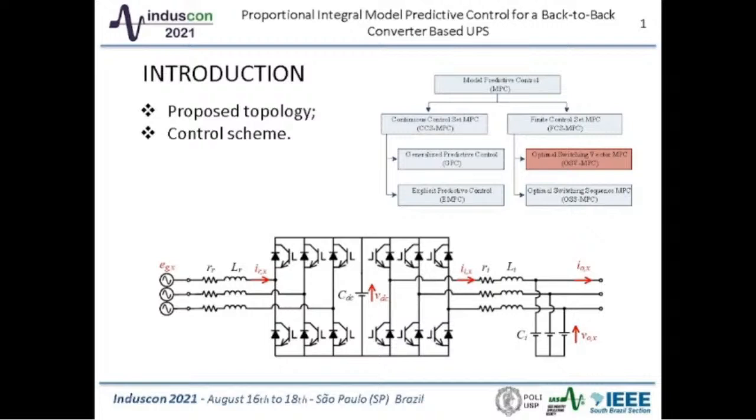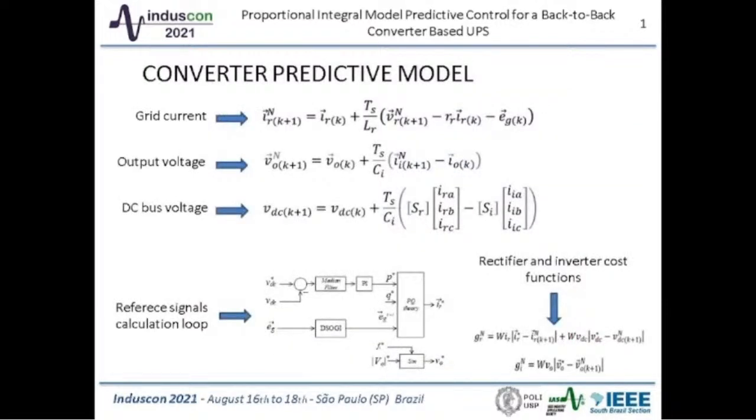This strategy uses a mathematical model of the system in order to predict the control variables' possible values for the next time step, considering the possible switching states of the converter. In our case, the controlled variables are the grid current, the output voltage, and the DC bus voltage. Here we also have the reference sine calculation loop, in which we use an auxiliary PI that restores the DC bus voltage deviations, and once we have both, we introduce the cost function, a function that compares these predictive equations with their respective reference sines and applies the switching state that generates the least error to the converter.